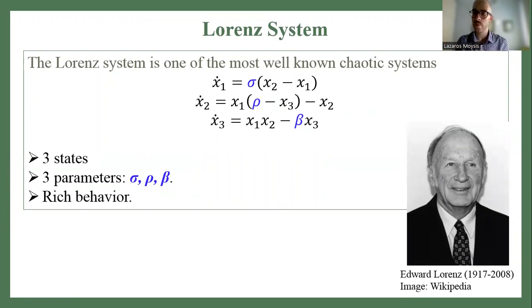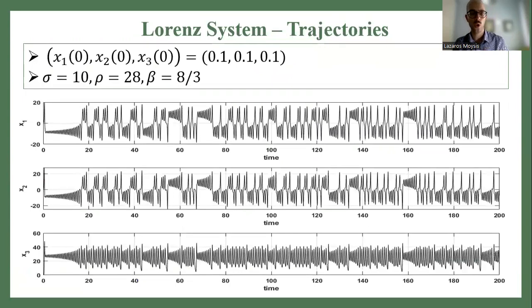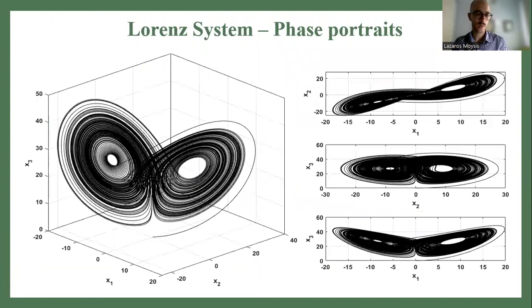Okay, so let me remind everybody, we are talking about a classic, very well-known chaotic system. It is three-dimensional, it has three parameters, and it has a very rich behavior. Of course, for its most common values of the parameters, sigma equals 10, r equals 28, beta equals 8/3, we can compute the trajectory of the system numerically, and we obtain this time series, which as we know is a chaotic time series. And if we plot the phase diagram, we obtain this very well-known butterfly-shaped double scroll attractor.